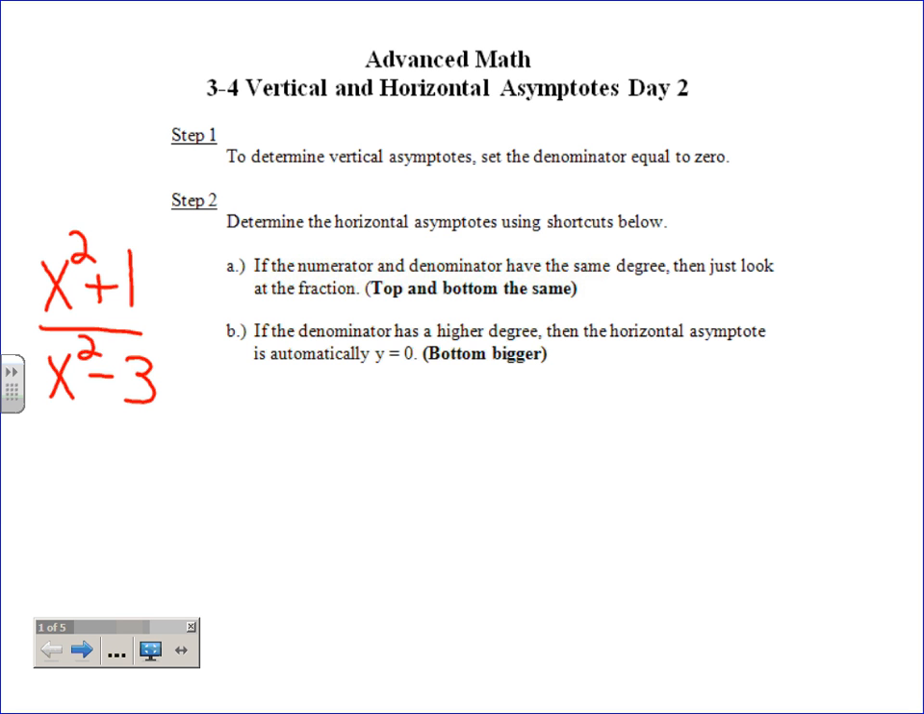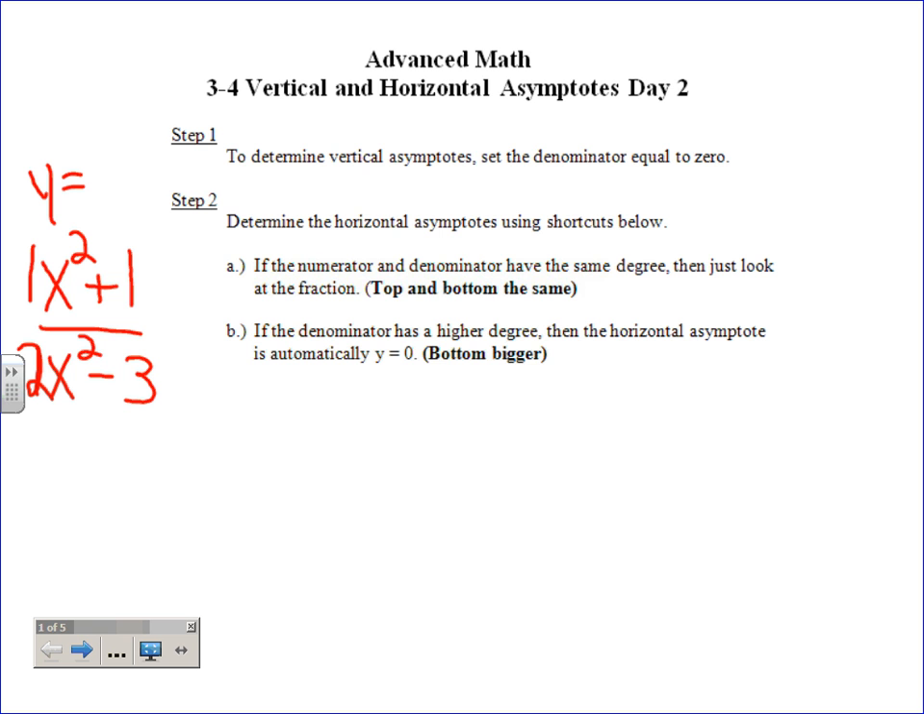All you have to do, if that happens, is just look at the fraction. And the fraction I'm telling you to look at is this one right here. 1 over 1, the one that's on the variable. So that's y equals 1. So it's y equals whatever that fraction is. So what if there was a 2 hidden down here? Do they still have the same degree? Is it still 2 and 2 for degree? So has the fraction changed, though? And now it's y equals 1/2.